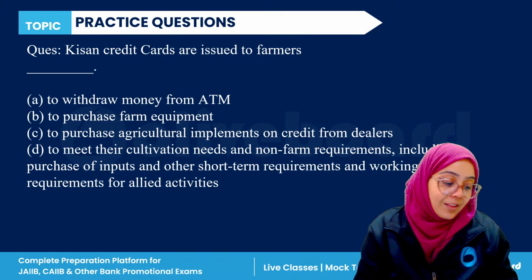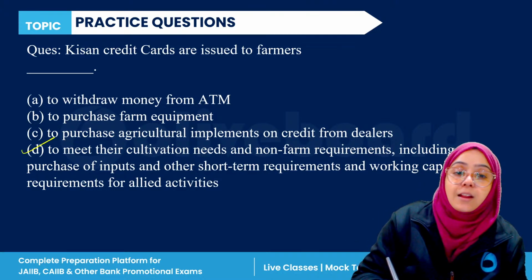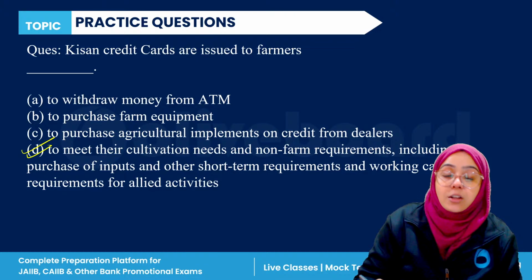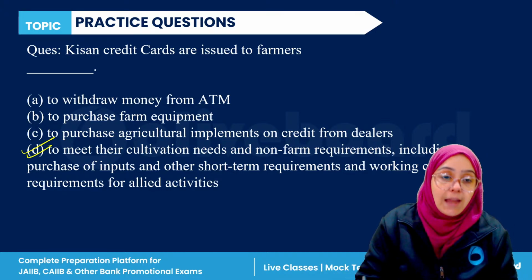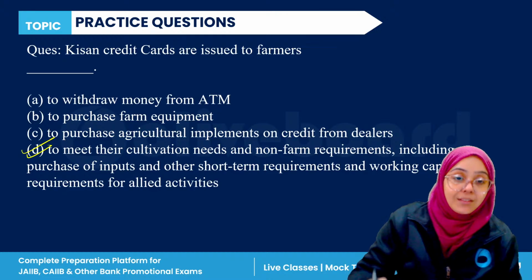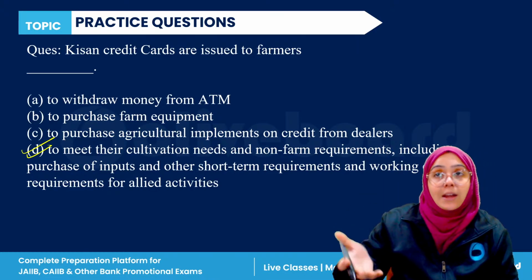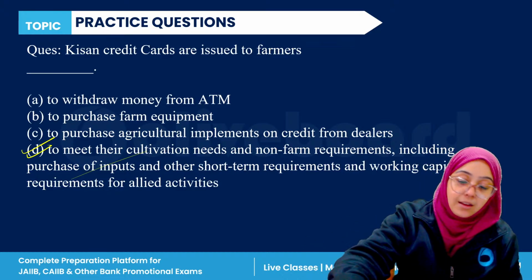Kisan credit card is issued for which of the following purpose? It is issued to meet their cultivation needs, including farm requirements such as the purchase of inputs, short-term requirements, and working capital requirements for allied activities. So D is the correct answer here. No, it is not for withdrawing money from an ATM. No credit card is offered to withdraw money from the ATM. D is the correct answer.